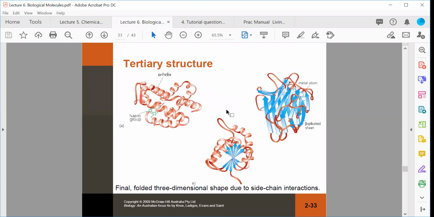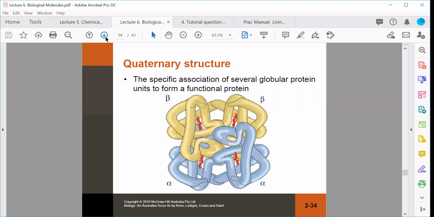We still don't have the final functional protein. For that, we need the quaternary structure. At this level, we may have the association of two or more polypeptides together. They associate together, and that's when you have the final functional protein that can carry out its task. In this particular example here, we have 1, 2, 3, 4 polypeptides associated together to form this particular protein: 2 alpha polypeptides and 2 beta polypeptides.